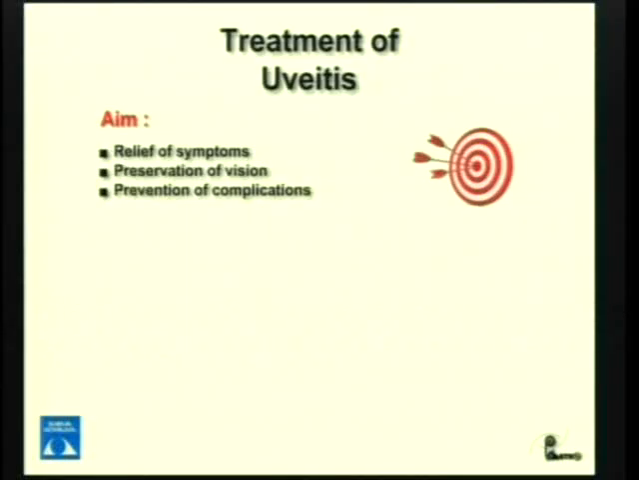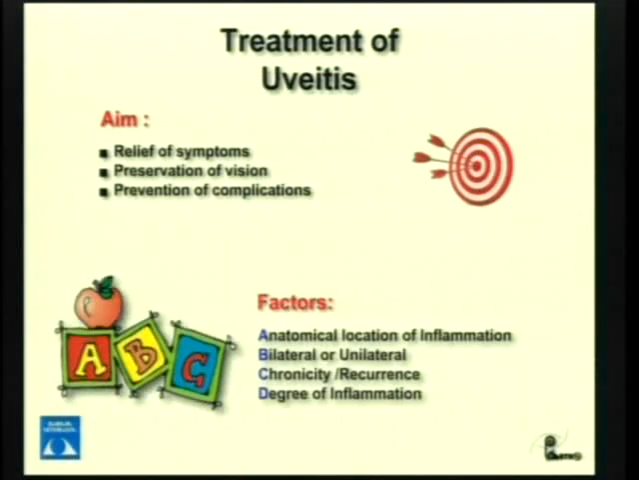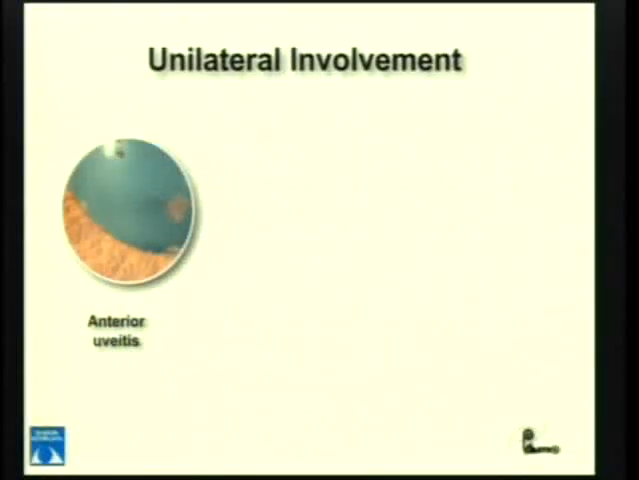So the aim of any uveitis treatment is relief of the symptoms, preservation of the vision, and prevention of the complication. The factors which modify it are the anatomical location of the inflammation, bilateral or unilateral laterality of the inflammation, whether the inflammation is chronic or recurrent, or what is the degree of inflammation. We'll see with the help of one example. This patient has presented to you with anterior uveitis. Unilateral involvement. What will be your treatment?